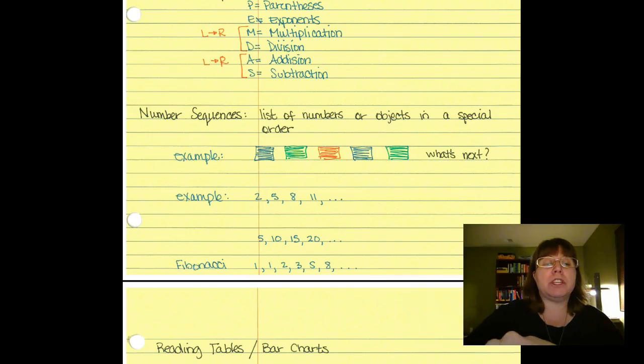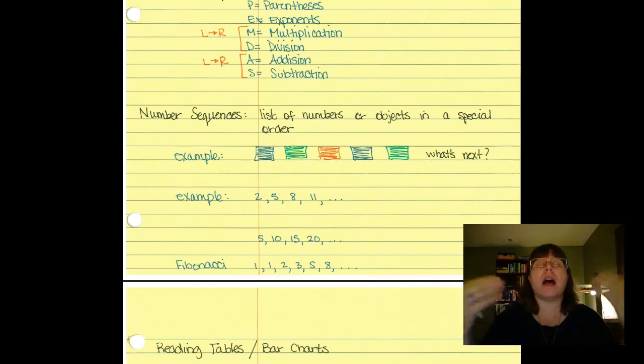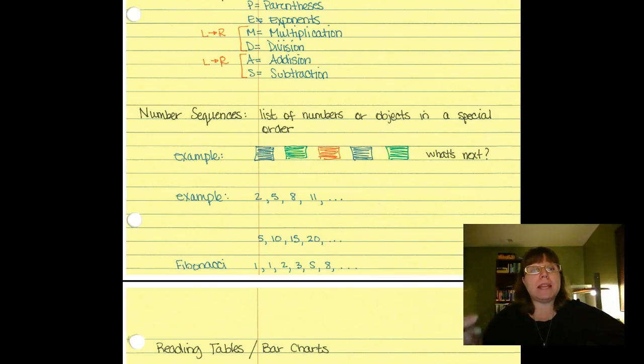Here's another example, but using numbers. 2, 5, 8, 11. Now, how do I get from 2 to 5? I added 3. How do I get from 5 to 8? I added 3. So it seems like there's a pattern going on. How do I get from 8 to 11? I added 3. So my next number in the sequence should be 14. So 2, 5, 8, 11, 14.